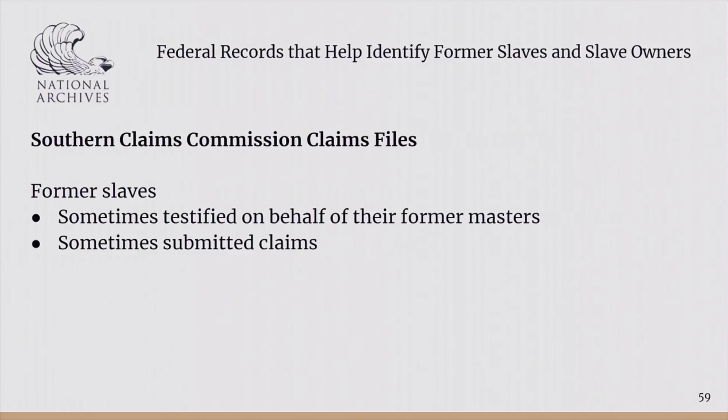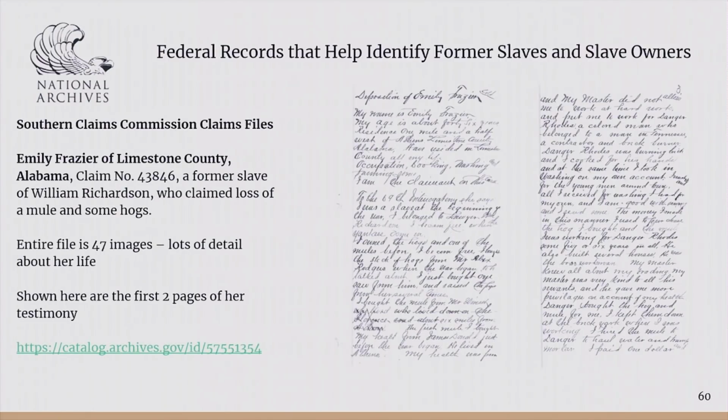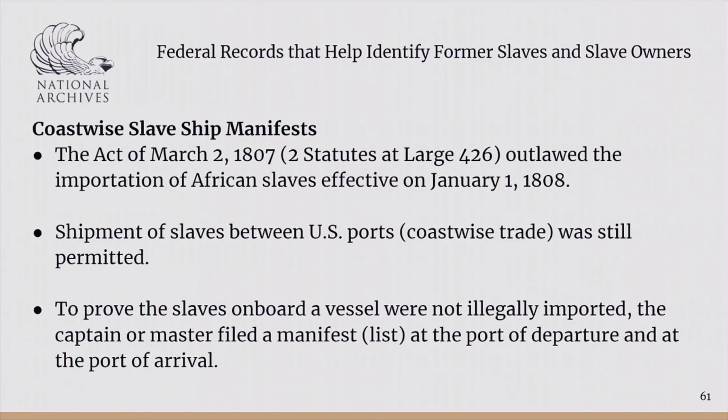And as an example of this, I give you the claims file of Emily Frazier of Limestone County, Alabama, which is online in our catalog. She was a former slave of William Richardson, and she claimed loss of a mule and some hogs. The entire file is 47 images, so there's lots of detail about her life there, and I show on the screen the first 2 pages of her testimony. So a very useful resource.